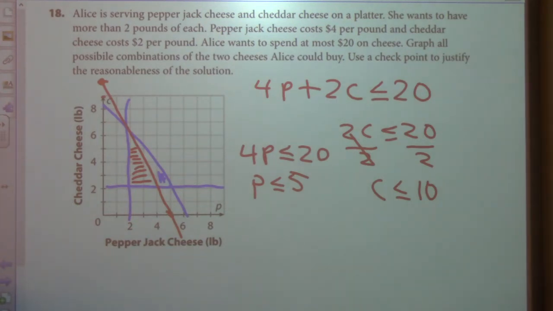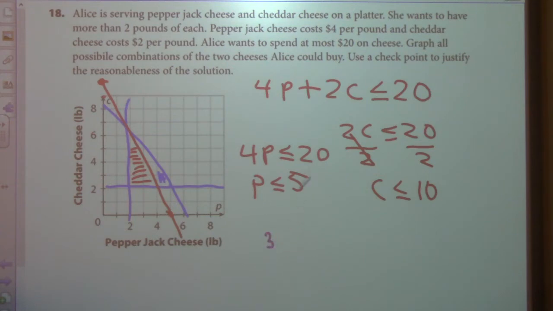All right, questions on that? Oh, we didn't test the point. Let's test the point, right? What's a test point in here? 3, 3? So 3, 3.